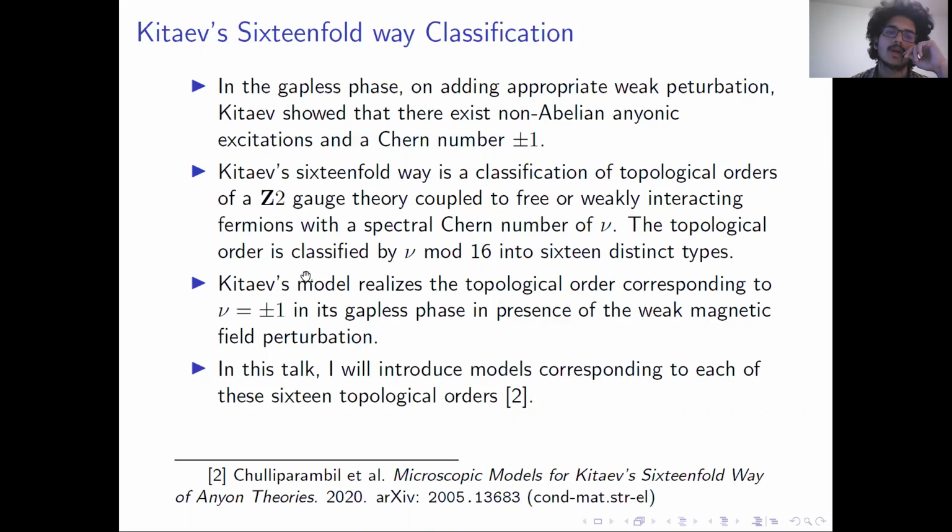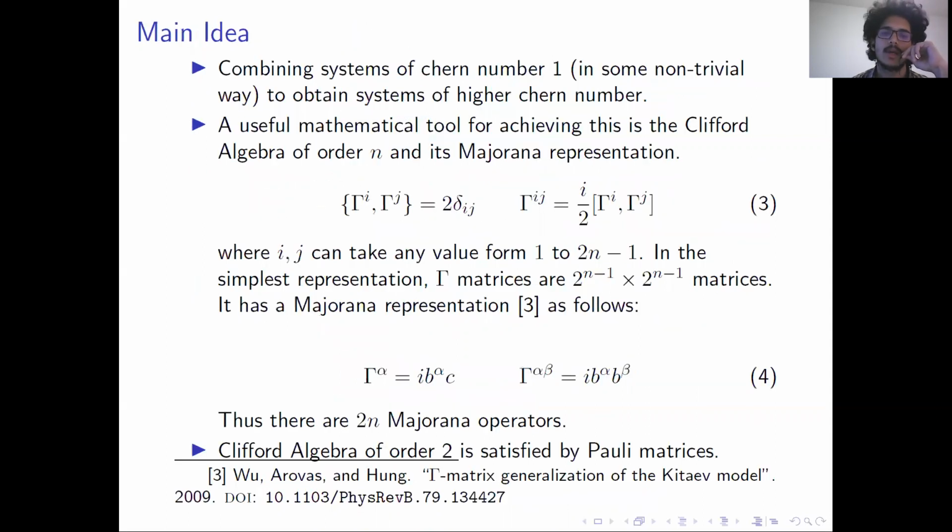The topological order is classified by nu mod 16 into 16 distinct types, and Kitaev's model realizes nu equal to plus or minus 1. In this talk, I will introduce models that will realize all 16 topological orders, the first one obviously being Kitaev's honeycomb model. The main idea here is to somehow combine Chern numbers and obtain a higher Chern number. It's not physically correct, but yes, that's the idea.